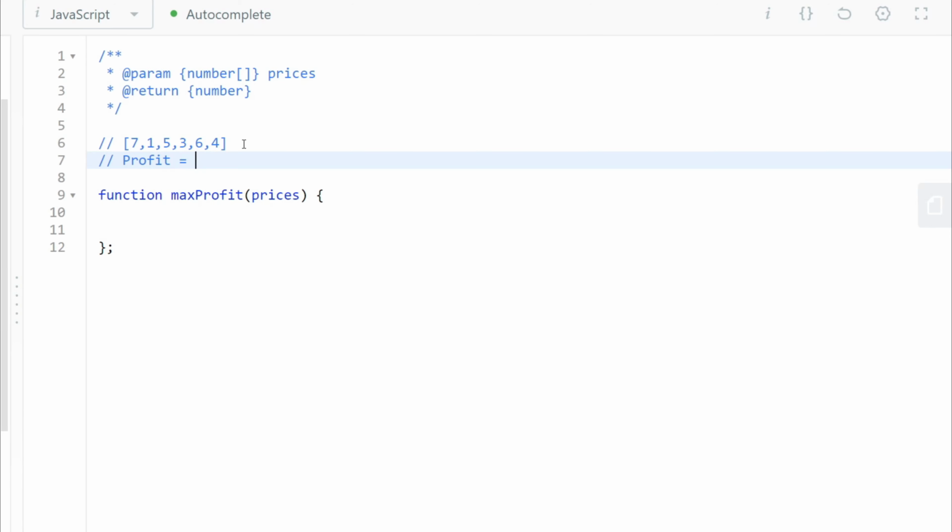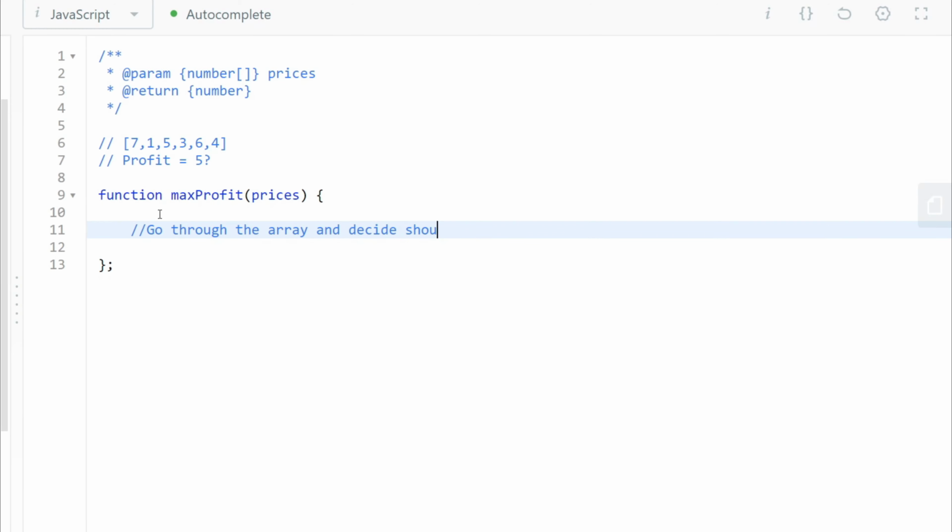equals 5? How does one actually do that, right? We know for a fact that we have to go through all of these numbers in the array to determine whether or not we can find a pair, right? So at the very least, you need to go through every number. So we can pseudocode a little bit. I'm going to go through the array and decide, should I buy?